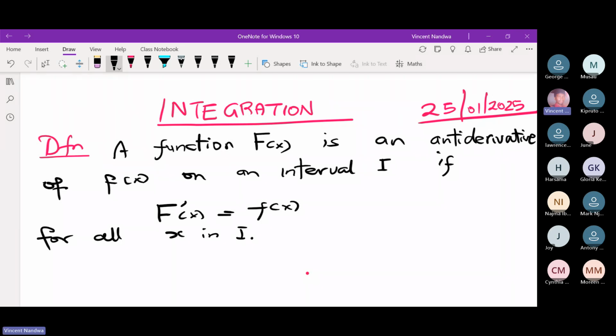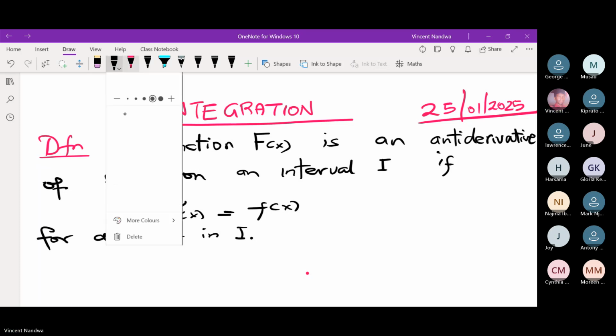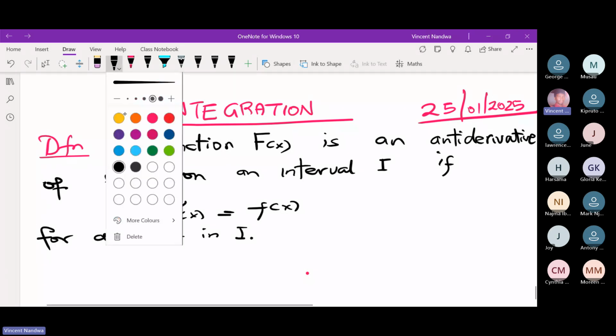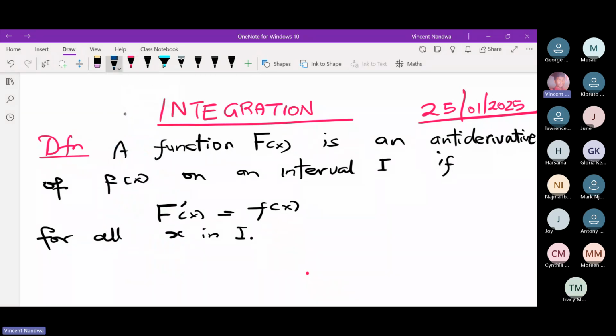So it's saying that a function F of x is an antiderivative of f of x on an interval I if the derivative of this capital F of x function equals f of x. Note that the derivative is of capital F, and the function is small f. So if this condition is satisfied, then capital F of x is the antiderivative of the function f of x.